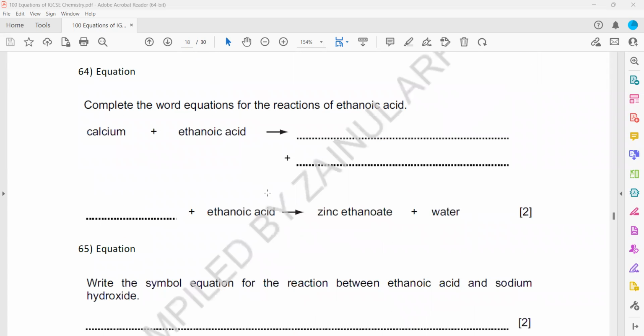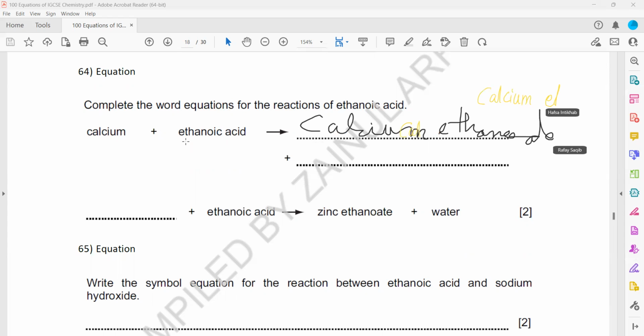In question 64, complete a word equation for reaction between ethanoic acid and calcium. Whenever an organic acid reacts with a metal, it will give, this we did in yesterday's session. So if ethanoic acid reacts with metal, it will form calcium ethanoate plus, because it's a metal plus acid, salt and hydrogen will be there. So hydrogen will be one of the products. So calcium ethanoate plus hydrogen.